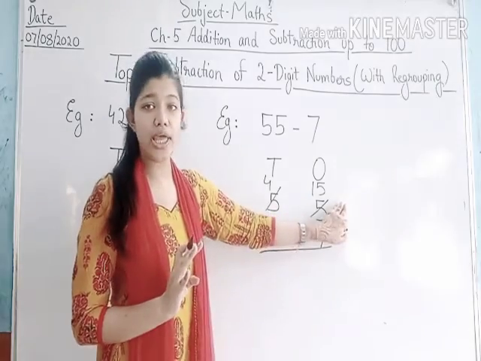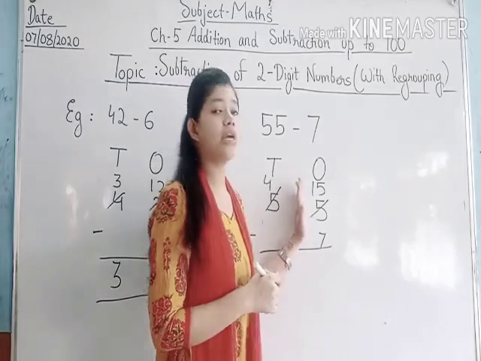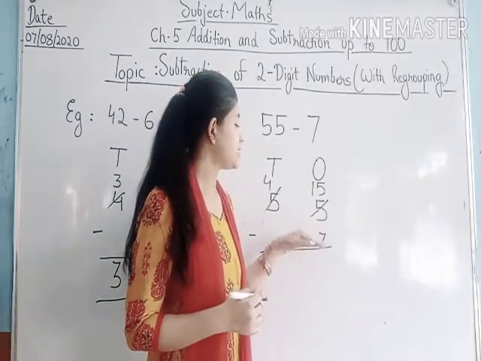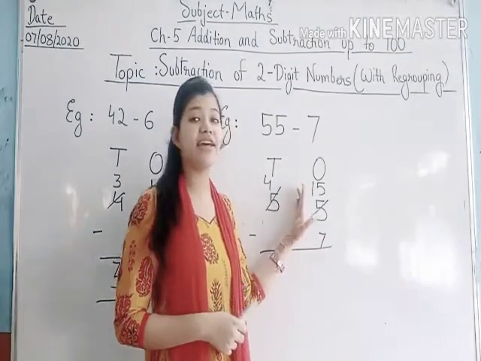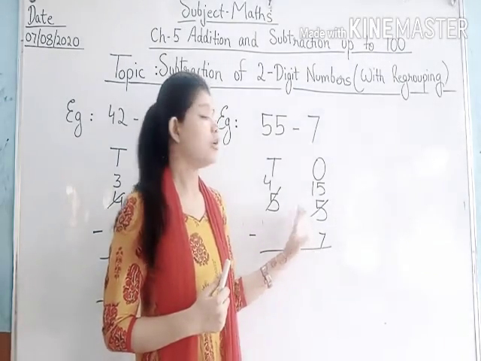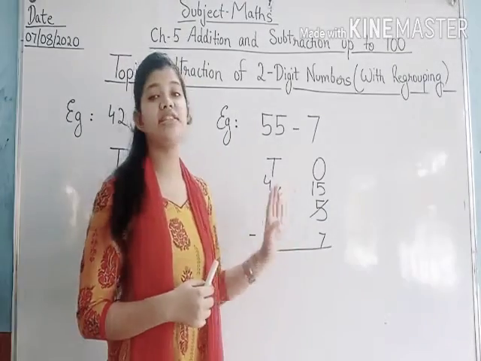Clear? Okay. Now students, now see, we can easily subtract 15 minus 7. Yes. Now 7 can be subtracted from 15. Why? Because 15 is a bigger number. Yes, then 7. Okay. So now we can easily subtract. So let's subtract 15 minus 7. Okay.